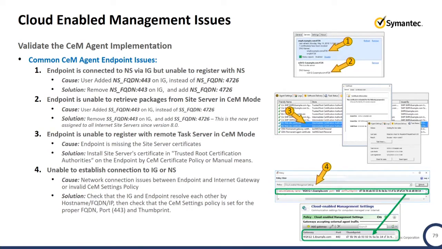Okay, so this is a change. If you're from 7.6 or you've implemented 8.0, in the past we used port 443. Now we use 4726 as a standard for both. Okay, that's as of 8.1, I believe.